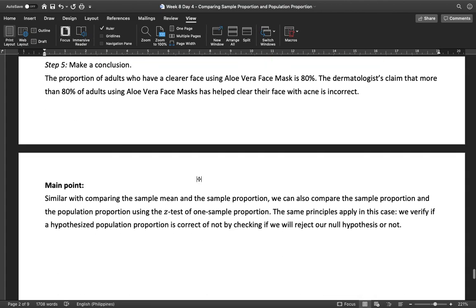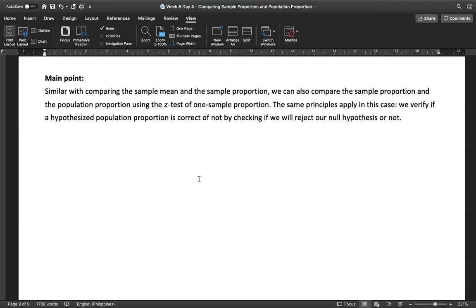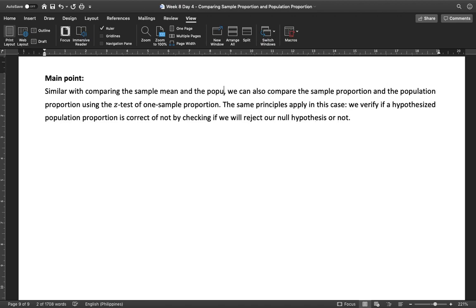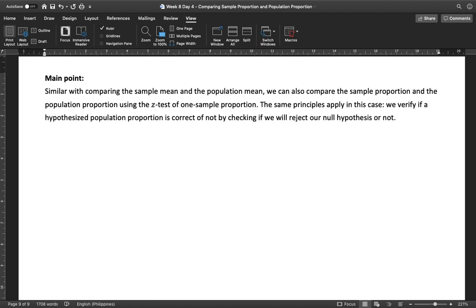May answers naman. So, similar with comparing the sample mean and the population mean, we can also compare the sample proportion and the population proportion using the z-test of one sample proportion. The same principles apply in this case. We verify if a hypothesized population proportion is correct or not by checking if we reject our null hypothesis or not. So, I hope naging clear sa inyo on how we compare the sample proportion and population proportion.